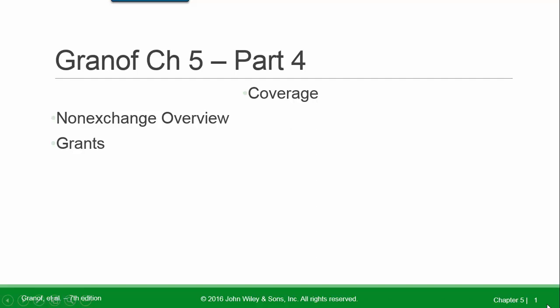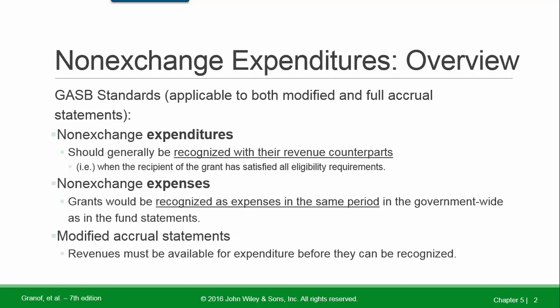Grants, Chapter 5, Part 4, Coverage, Non-Exchange Overview. Non-exchange expenditures: GASB standards are applicable to both modified and full accrual accounting statements. Non-exchange expenditures should generally be recognized with their revenue counterparts.